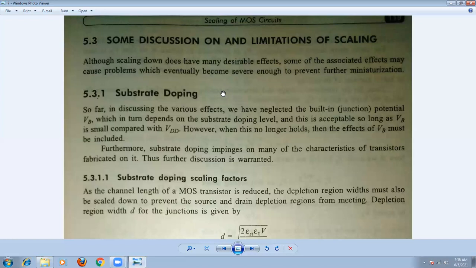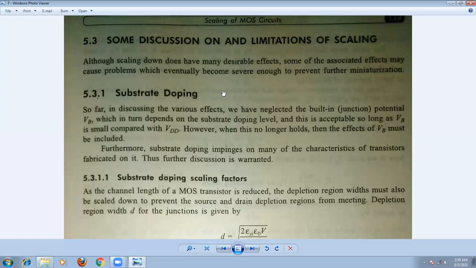Sometimes VB is comparable to VDD, and the value of VDD is very near the value of VB. So in that case, we are not going to neglect it. For example, in some technologies we use VDD equal to 1.5 volts. In that case VB is approximately 0.6 or 0.7, so it cannot be neglected because 1.5 and 0.7 are very near. So we have to include the value of VB also. That is the main important thing to remember.